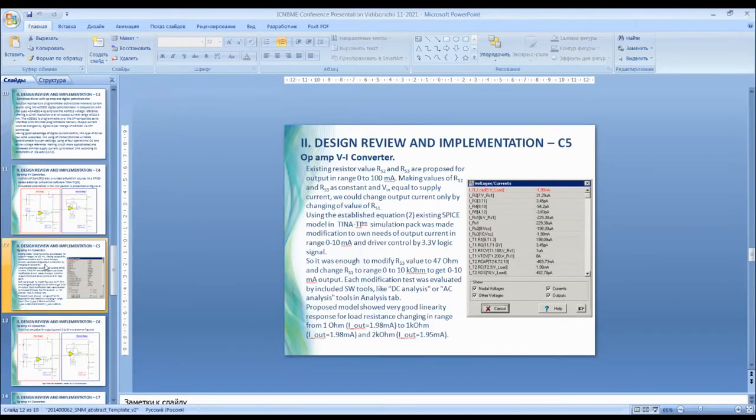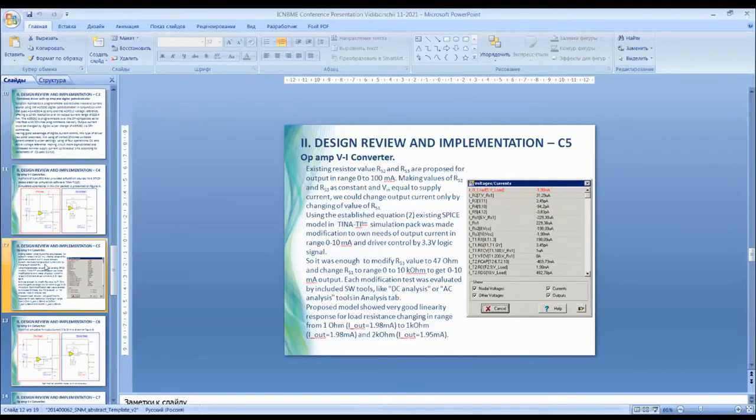So we actually modified this design in order to receive the output range of 0 to 10 millimeters with changing of the values of potentiometers.